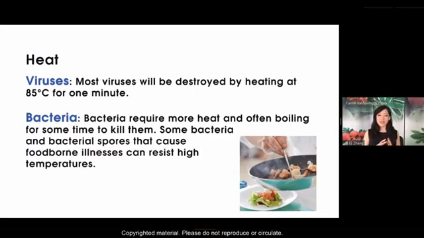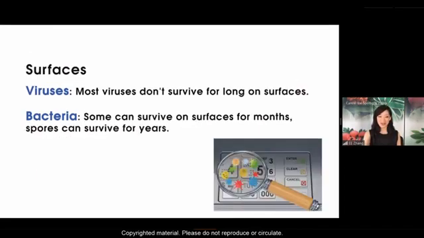There are multiple different types of bacteria. Some bacteria will be inactivated by heat, but other bacteria will require more heat and even boiling for some time to kill them, especially some bacteria or bacterial spores that cause foodborne illnesses. They're actually really good at resisting high temperatures. When it comes to surfaces, most viruses don't survive for long on surfaces.